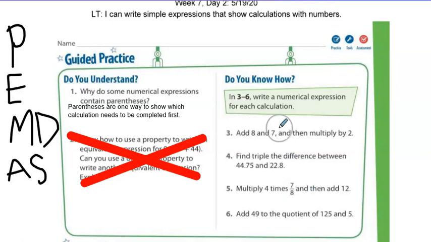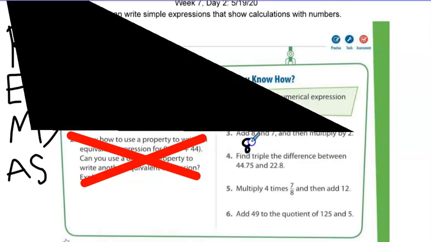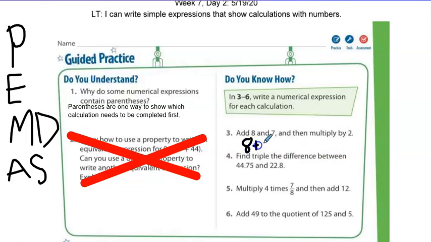So it says add 8 and 7 and then multiply by 2. So think about if I told you pick up your pencil and then write something. So the first thing that you're going to do is pick up your pencil, and then after you pick up your pencil, you're going to then write something. So that then tells me I want to do it after. So the first thing I want to do is I want to add 8 plus 7, and then I'm going to multiply by 2.